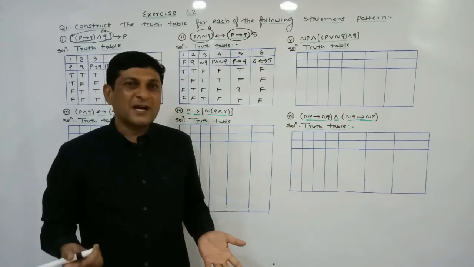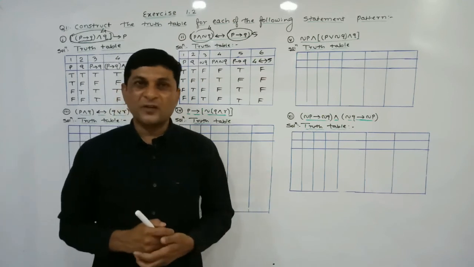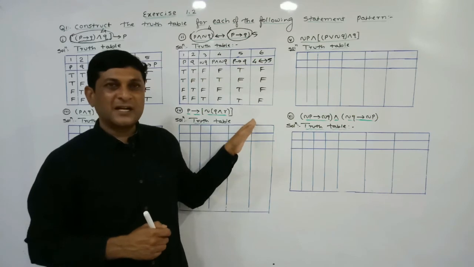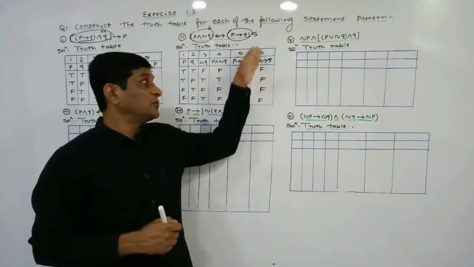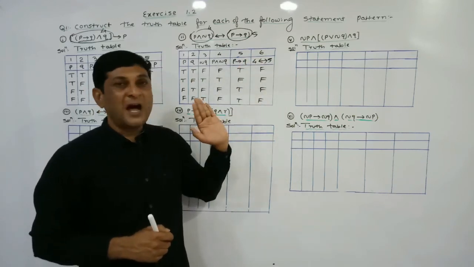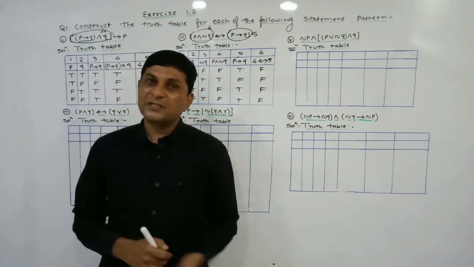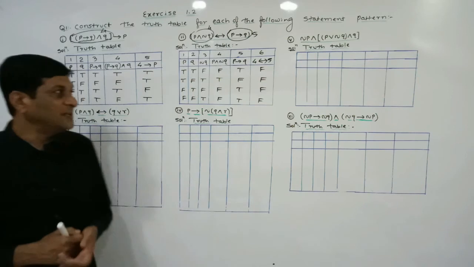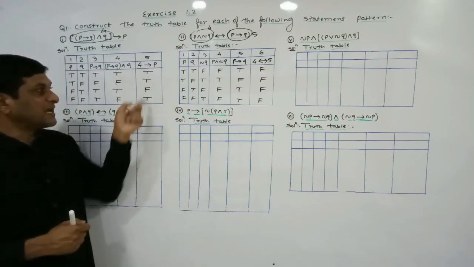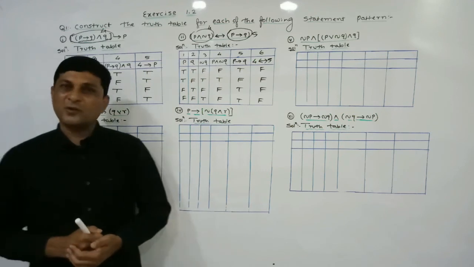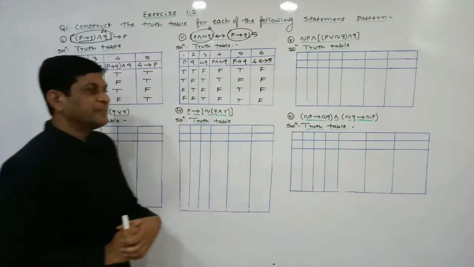Here the question is not asked to check whether it is a tautology, contradiction or contingency, but we can easily observe that all the truth values in the last column are false, meaning this statement is always false. Such statements are called what? Contradiction. And here we can observe that it is neither a tautology nor a contradiction. Such statements are called what? Contingency. Now observe the example number 3.